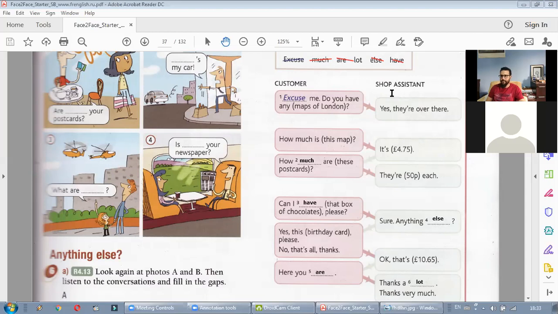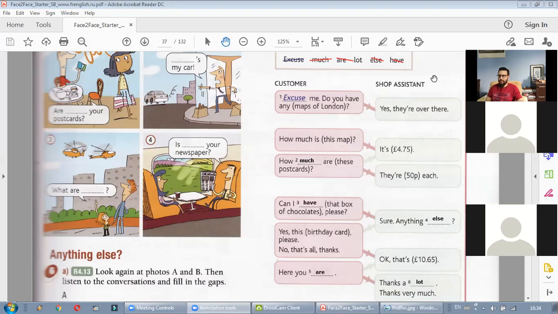Excuse me, do you have any maps of London? Okay. Wait a moment before you start, Basma. Here, Media, what do you see? Do you have? Do you have any maps of London? Correct. Very good. Okay, so Basma, you can answer. You are the shop assistant.